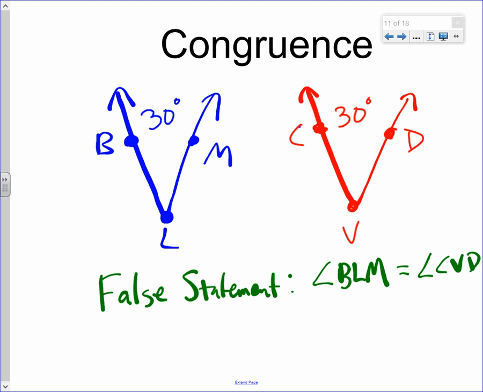That seems true to me. BLM, that's 30 degrees. CVD, 30 degrees. But why is it false? Sure looks true to me. Two stamps for someone who can tell me why that's a false statement.